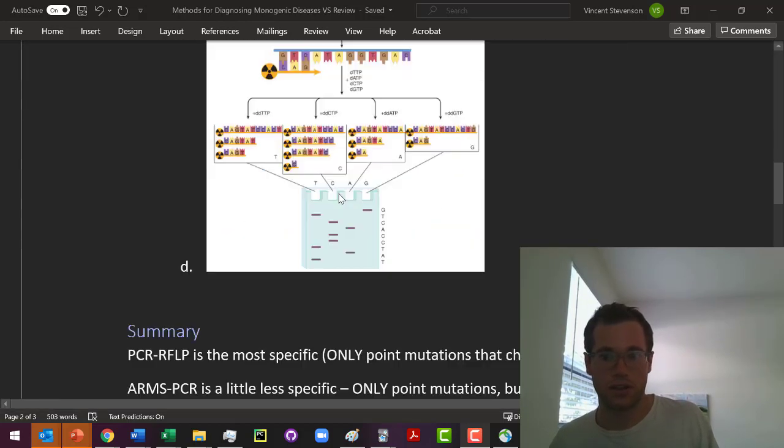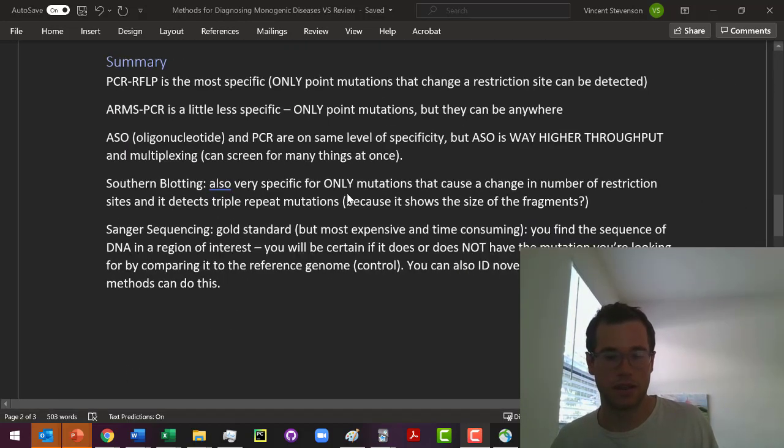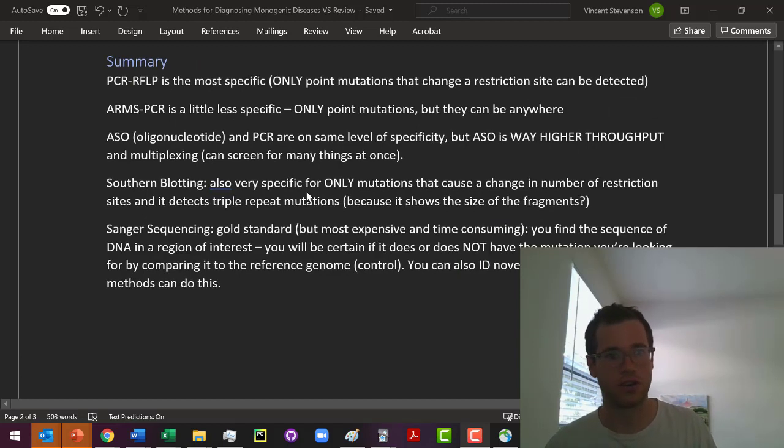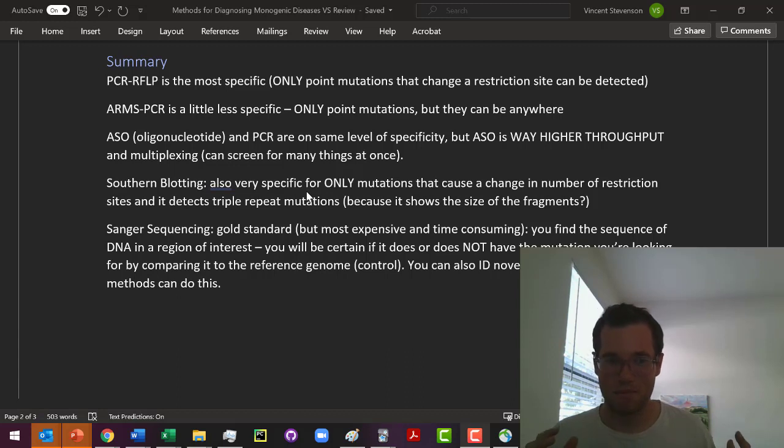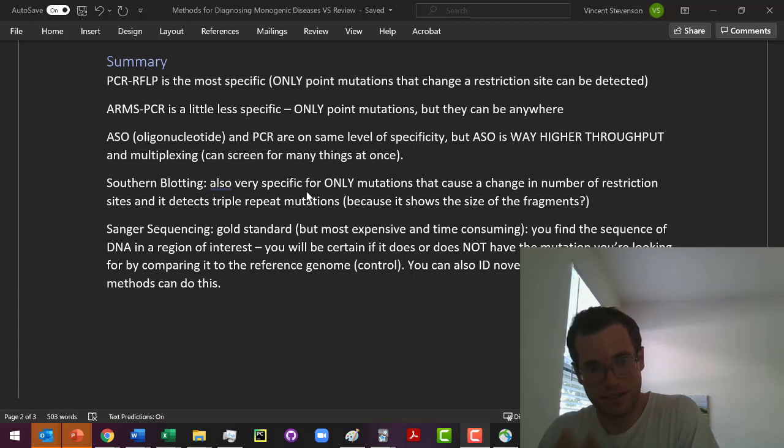And so now we're going to look a little bit at the summary and basically the considerations that you should make when you're doing this. Out of every single test that we looked at, PCR-RFLP, the restriction endonuclease one, is the most specific, because we're basically assuming that the point mutation will be at a restriction endonuclease site. And so if it isn't, then we're not going to see anything.